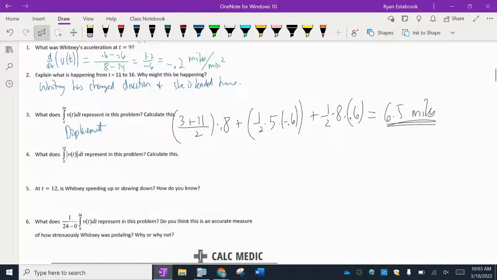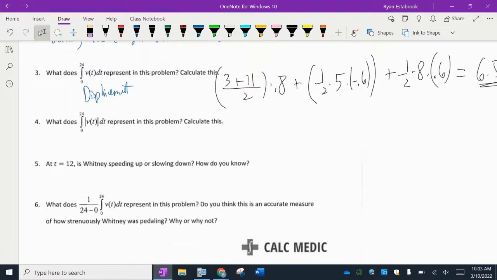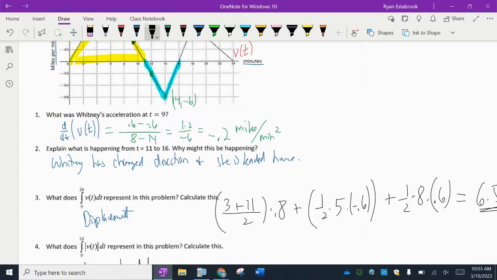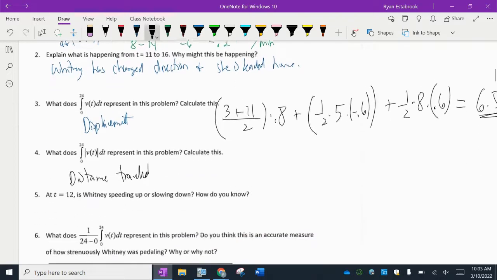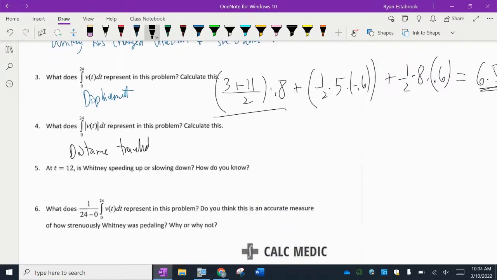Question number 4 has the absolute value of v of t integrated. So what does that represent in the problem? This would be the distance traveled. So it's going to take all of those areas, but it's going to take the region that was negative, and we're going to make that positive. So we're going to take all these values the same. The only difference is instead of the negative 0.6, we're going to make it a positive 0.6.